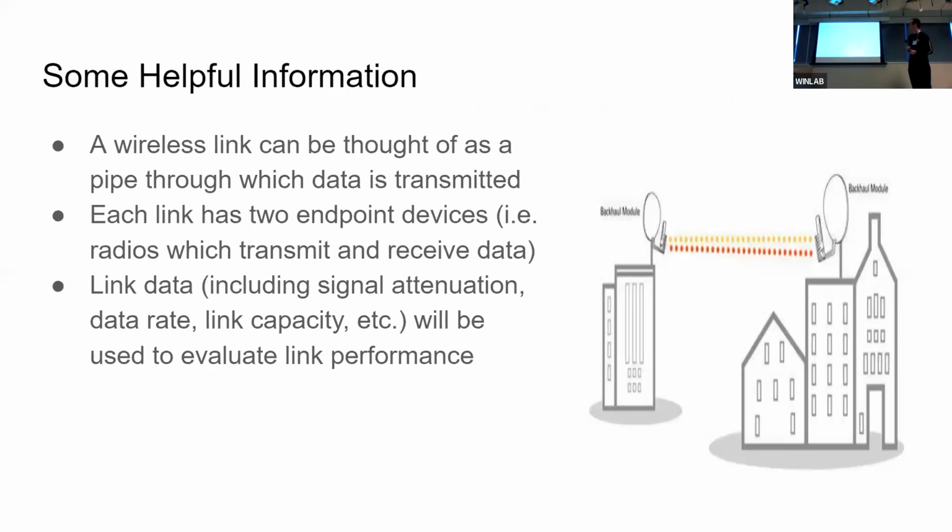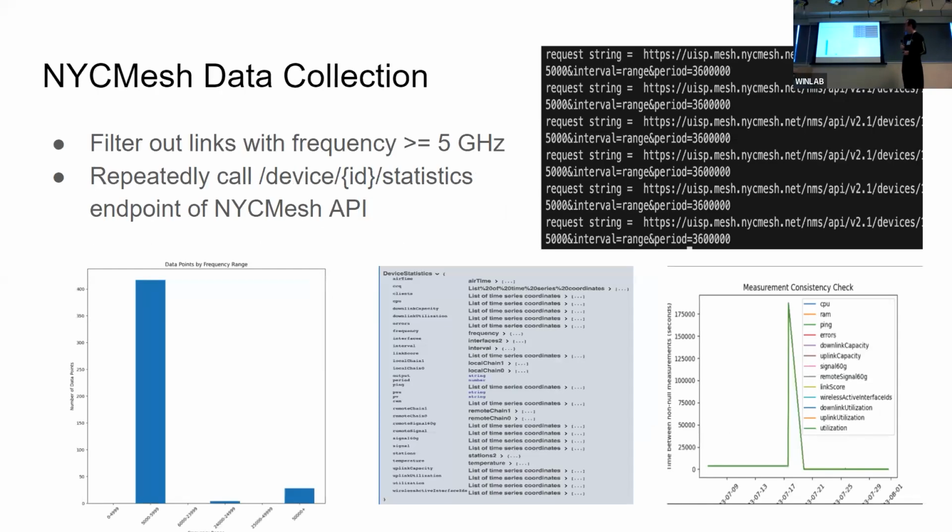Yeah, so some helpful information. A wireless link can be thought of as a pipe through which data is transmitted. Here we have two radio towers, and they can either transmit or receive information. We're going to use link data, especially signal attenuation, data rate, and link capacity, different measurements to evaluate the link performance.